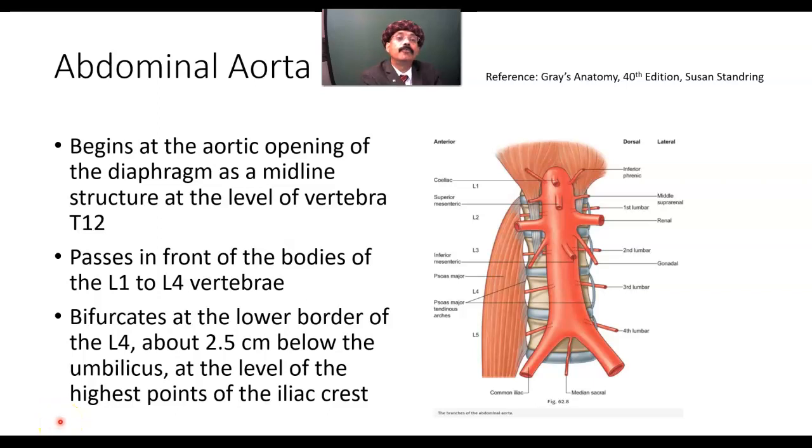Hello, my name is Dr. Dewan S. Raja. Today I will discuss the anatomy of the abdominal aorta.